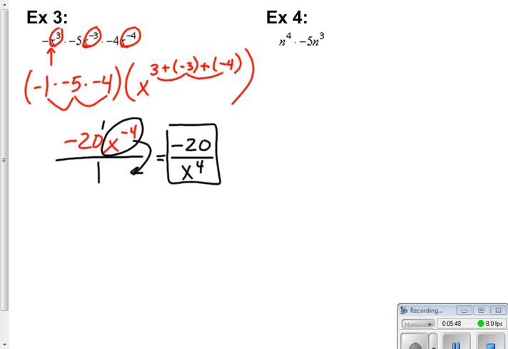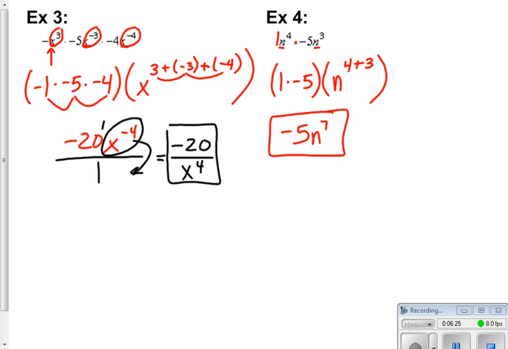Example 4, same scenario as example 3. I'm going to go ahead and throw a 1 in front of n to the fourth. I look at this, my same bases are the n's, so when multiplied, I can go ahead and add the exponents. So my coefficients are 1 and negative 5. I'm going to go ahead and multiply those together. Same base, I have n. When you have the same base and multiply, you add the exponents. So 4 plus 3 there for n. Multiply it out, we get negative 5n to the 7th power. And we don't have any negative exponents, therefore negative 5n to the 7th is our answer.